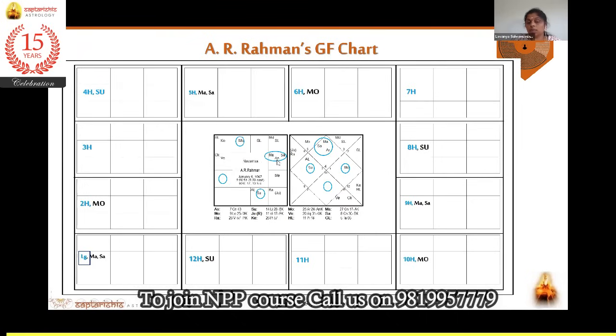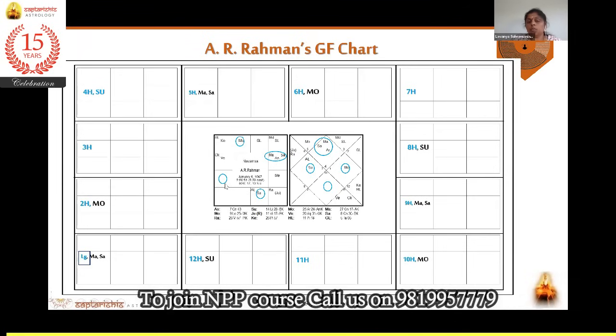See here in Navamsa, he has Saturn and Mars, which are conjunct in the Navamsa. So 1st house Mars Saturn, 5th house Mars Saturn, 9th house Mars and Saturn. And the 2nd house will be influenced by Moon, because we need to go backwards, right? So 2, 6 and 10 will be governed by Moon. So 2nd house is Moon, 6th house is Moon, and 10th house is Moon.